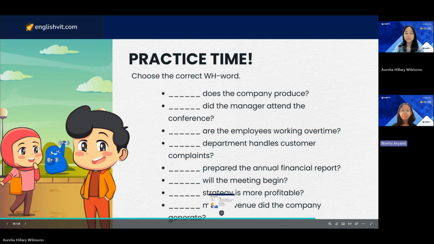What does the company produce? And then you can answer right away. Okay. What does the company produce? The company offers skincare products. Okay. And number two?